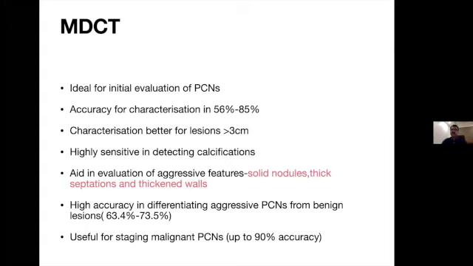And it aids in the evaluation of aggressive features like solid nodules, thick septations, and thickened walls. And it has a high accuracy in differentiating aggressive pancreatic cystic neoplasm from benign lesions, to the tune of 63.4% to 73%. And it is useful for staging malignant pancreatic cystic neoplasm up to 90%. So when there is aggressive behavior, CT has better predictability, and in tumors less than 3 centimeters, the characterization is not that good.